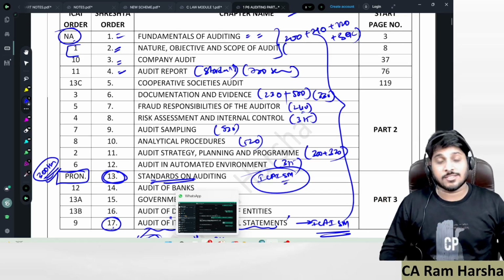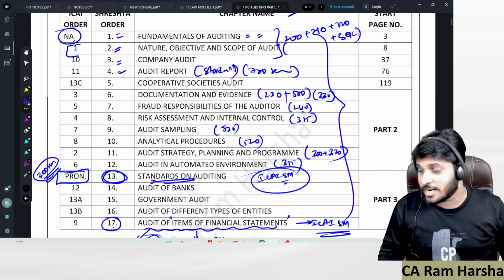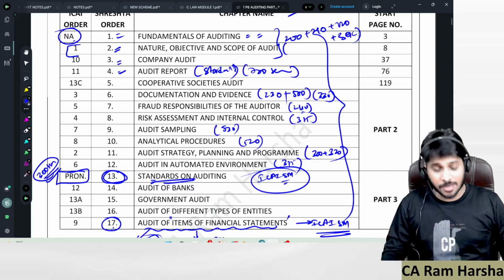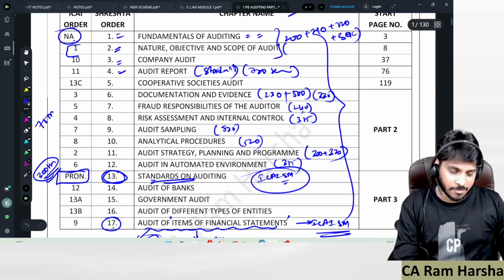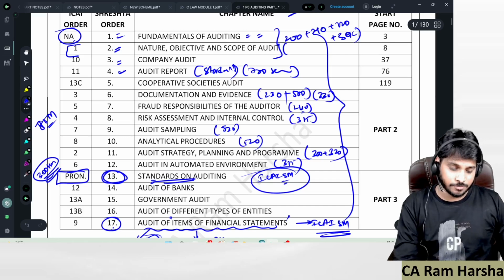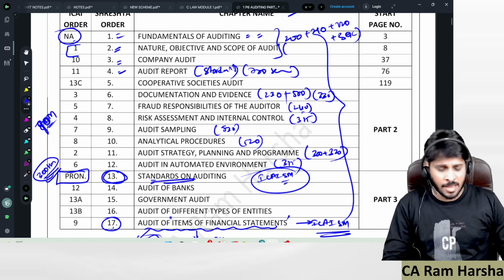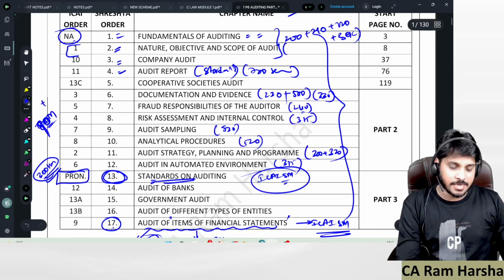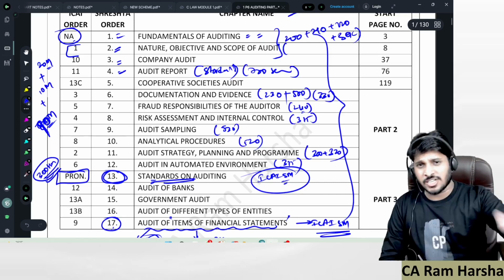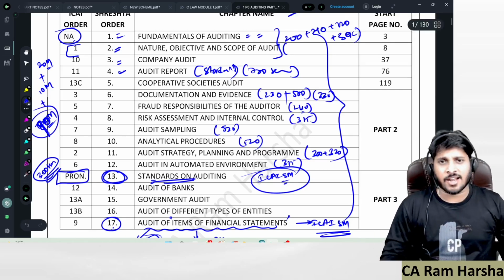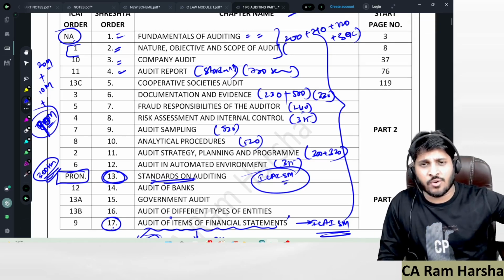A repeater student asked me, sir, what is the weightage for standards in CA Inter audit? I tell him 75 marks, not even 70. 90 marks weightage is for standards. 10 marks from the company audit chapter. The balance 20 marks approximately from items of financials, different types of entities altogether. Sir, 90 marks is standards? Why, sir? How, sir? My friends are saying only 15 marks.